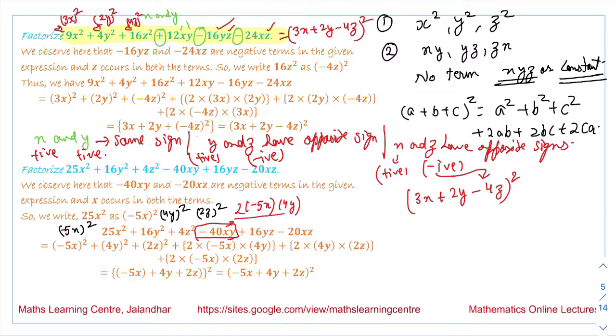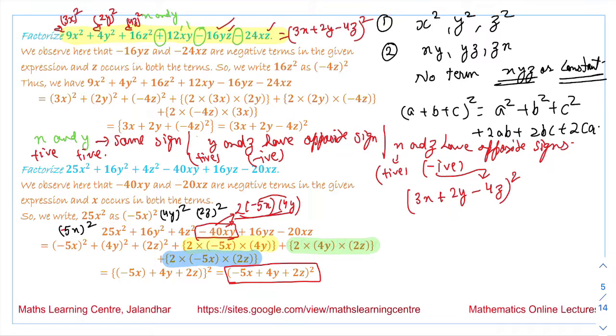So the final answer you will get, 5 4s are 20 into 2 is 40. So we can write this term as 2 into minus 5x into 4y. Next term we can write 2 into 4y into 2z, and last term we can write 2 into minus 5x into 2z. So we see that the final answer is in this form, that it is minus 5x plus 4y plus 2z whole square.